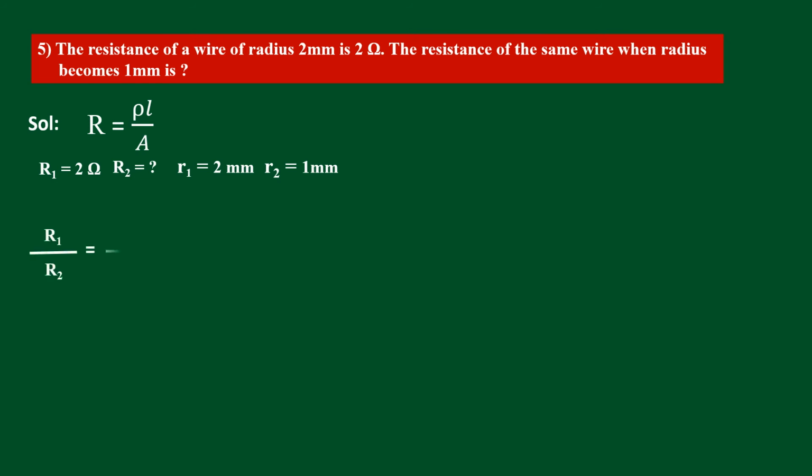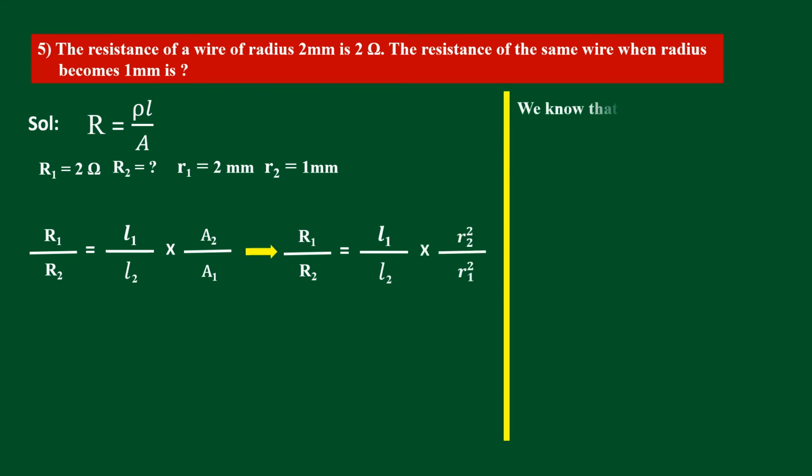We know the relation R1 by R2 is equal to L1 by L2 into A2 by A1. This can also be written as R1 by R2 is equal to L1 by L2 into r2 square by r1 square. Now we know that volume V is equal to A into L. V1 is equal to pi r1 square into L1 and V2 is equal to pi r2 square into L2. Here radius has become half of the original radius. That's why r2 is equal to r1 by 2.